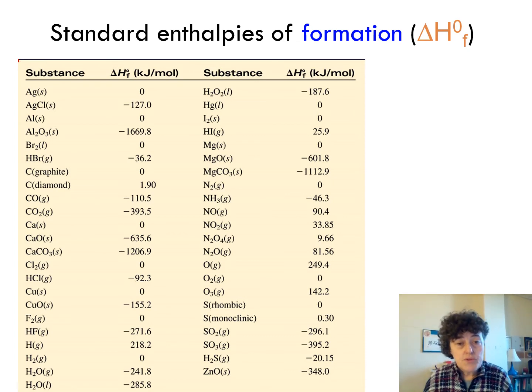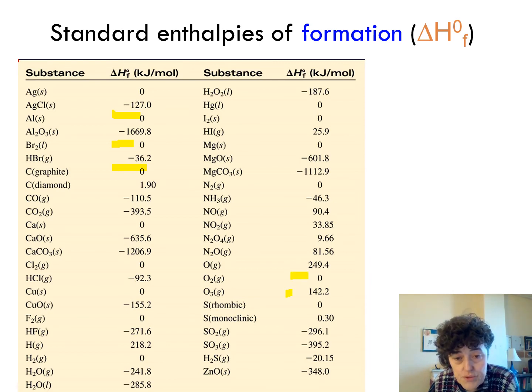If you notice, all those zeros are elements in their most stable state. So bromine is going to be a liquid, aluminum is going to be a solid, and carbon here is going to be graphite. Diamond does not have a zero value. The same happens for oxygen, where I have the stable form, O2, and I have ozone, that's the non-stable form, so it's different from 0.